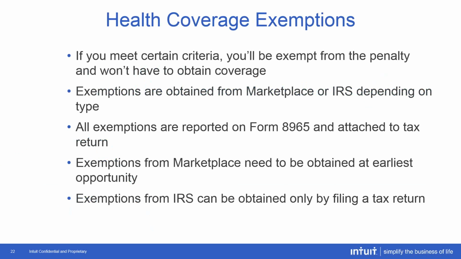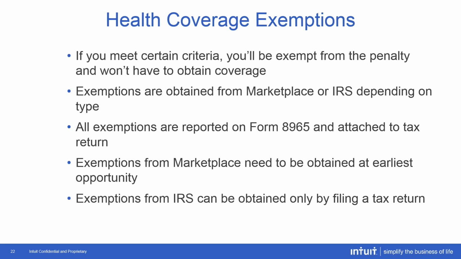Okay, next, health coverage exemptions. If you meet certain criteria, you'll be exempt from the penalty and won't have to obtain coverage. Exemptions are obtained from a marketplace or the IRS, depending on the type. All exemptions are reported on Form 8965 and attached to the return. Exemptions from the marketplace need to be obtained at the earliest opportunity, and exemptions from the IRS can be obtained only by filing a tax return. And I'll show you the 8965 later when we do the use cases.